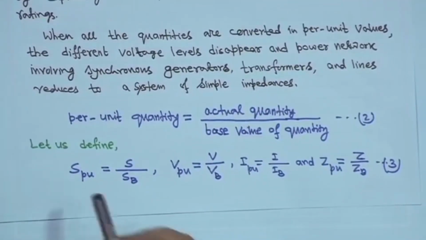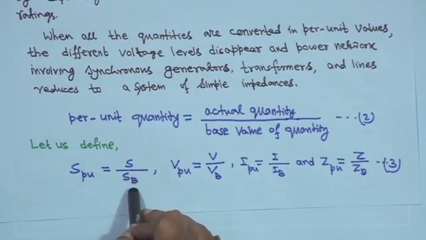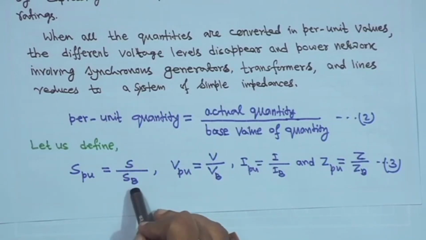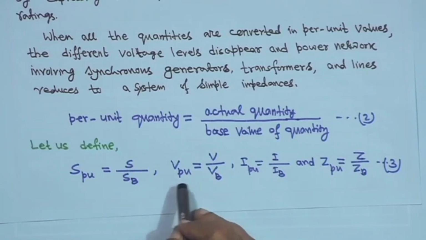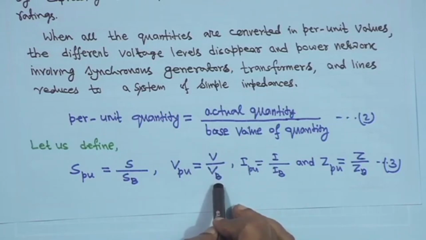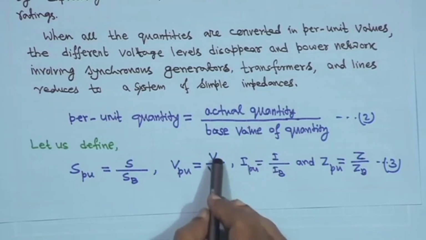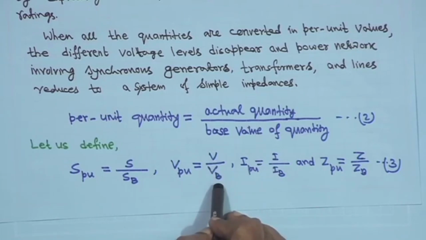Suppose power, S_PU is S upon S_B, remember this thing, right. I will come to that. S is a complex quantity, but S_B is a real quantity, we will come to that. Similarly, V_PU is equal to V upon V_B, right. S_B is the base power, V_B is the base voltage. So, V upon V_B, right, it will be per unit.